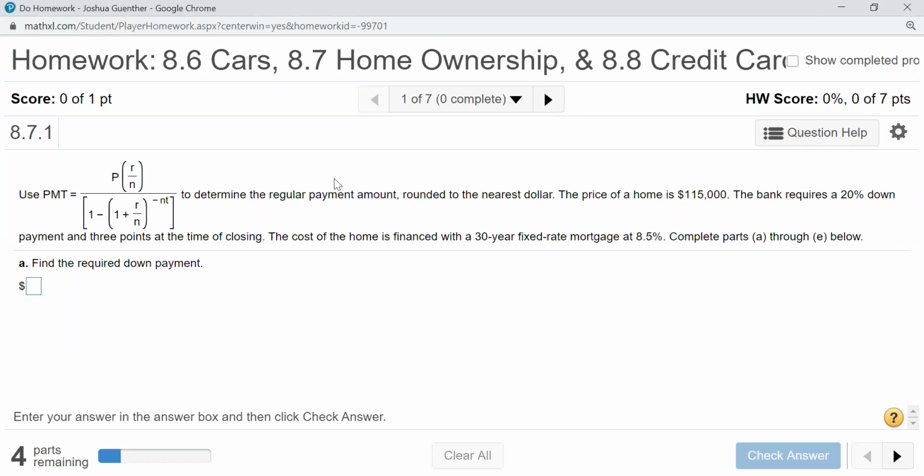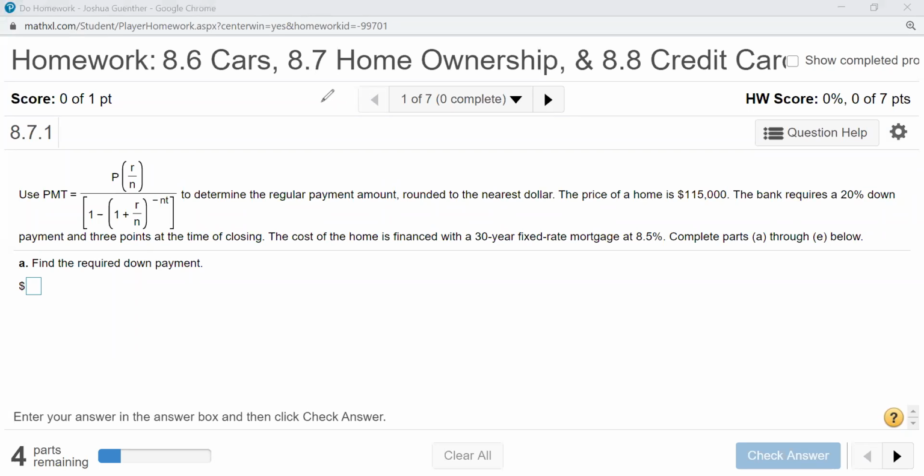So this is for an annuity where instead of putting money away and saving it, instead you're paying something off over time with constant payments. So it's still an annuity, it's just a different type of annuity. It's theoretically still an annuity. So we'll use this formula. First, the price of the home is $115,000, but the bank is going to require a 20% down payment and 3 points at the time of closing.